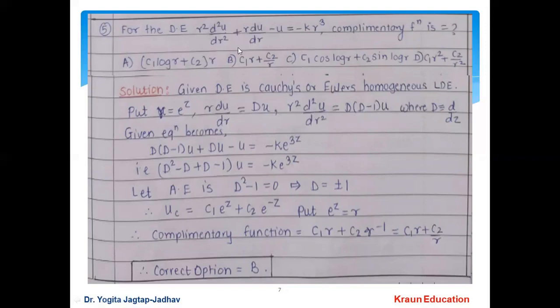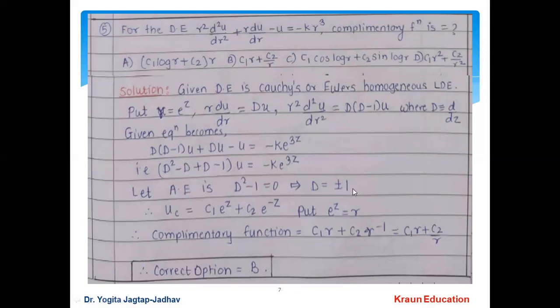And using it in the given Cauchy's or Euler's homogeneous differential equation, we have D minus 1 operating on u plus Du minus u equal to minus k r cube term. This r equals what? e raised to z. When we take the cube on both sides, this r cube becomes what? e raised to 3z. Therefore, here we get minus k e raised to 3z. Right? Now you can see here plus and minus cancel, and your auxiliary equation is what? D square minus 1 equal to 0. And this gives us D equal to plus and minus 1. Therefore, roots are real and distinct.